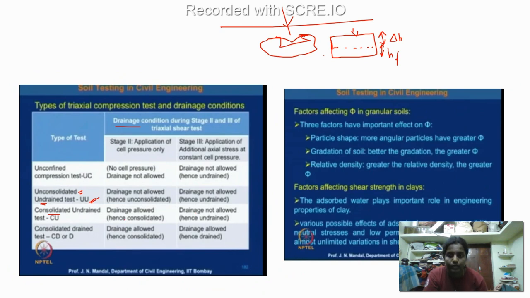When you are applying loading, you are closing the valve. You are not allowing the water to come out. Because of that, pore pressure will be built up. Then the sample fails. In the shearing stage, you keep on increasing your load, and you will see at which point your sample is failing. Sample failing means bulging of the sample can happen. So that we call a CU test.